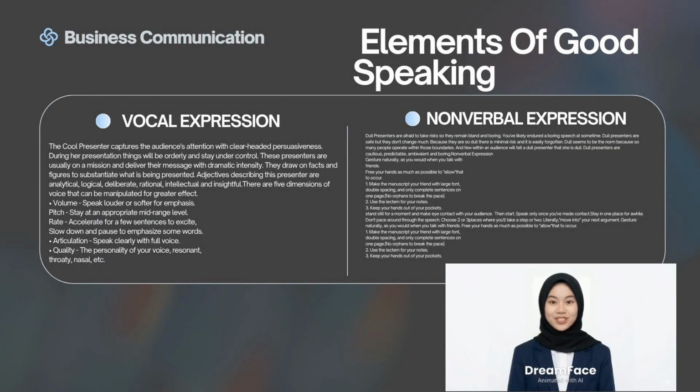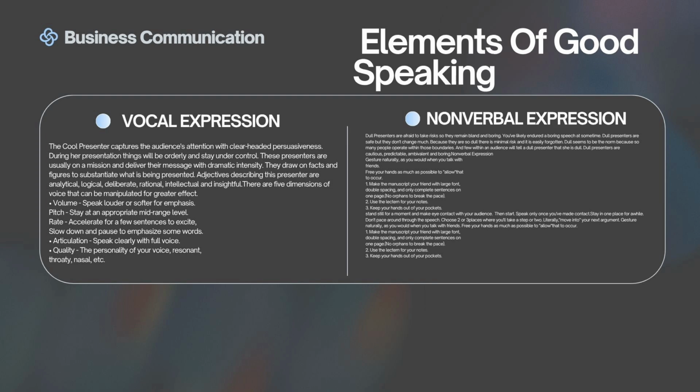Vocal expression. There are 5 dimensions of voice that can be manipulated for greater effect. Volume: speak louder or softer for emphasis. Pitch: stay at an appropriate mid-range level. Rate: accelerate for a few sentences to excite. Slow down and pause to emphasize some words. Articulation: speak clearly with full voice. Quality: the personality of your voice, resonant, throaty, nasal, and so on.